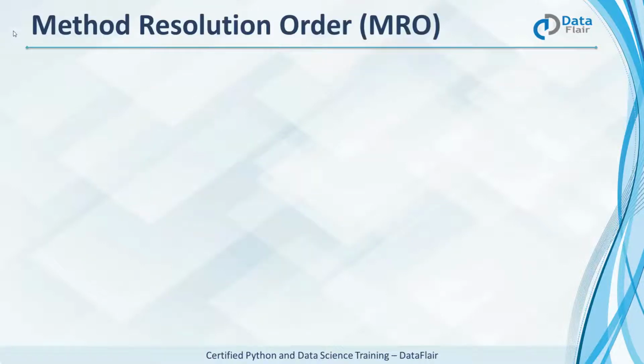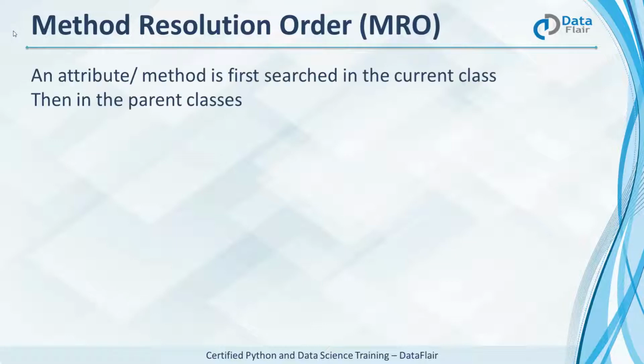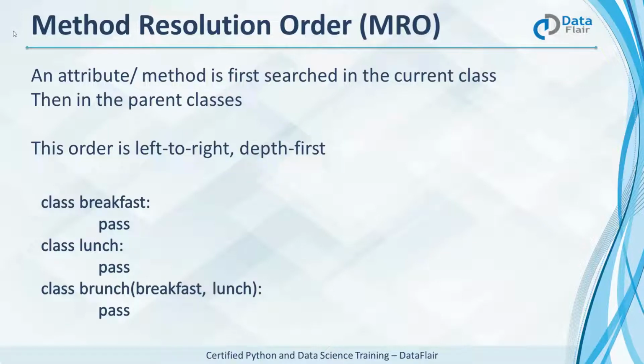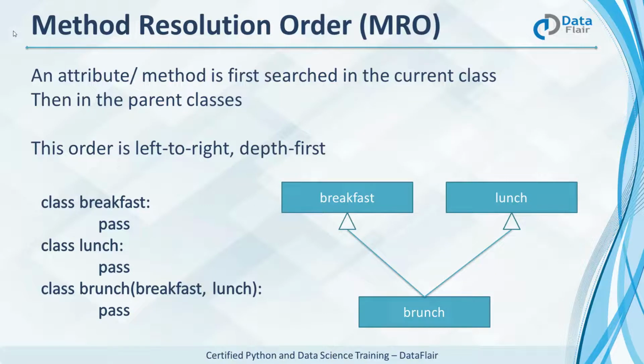For situations like this, it has something called the method resolution order, the MRO. It first searches in the current class. If not there, it searches in the parent classes. Such an order of search goes left to right in a depth-first fashion. This is our code. These are the classes. It first searches in Brunch, then in Breakfast, and then in Lunch.